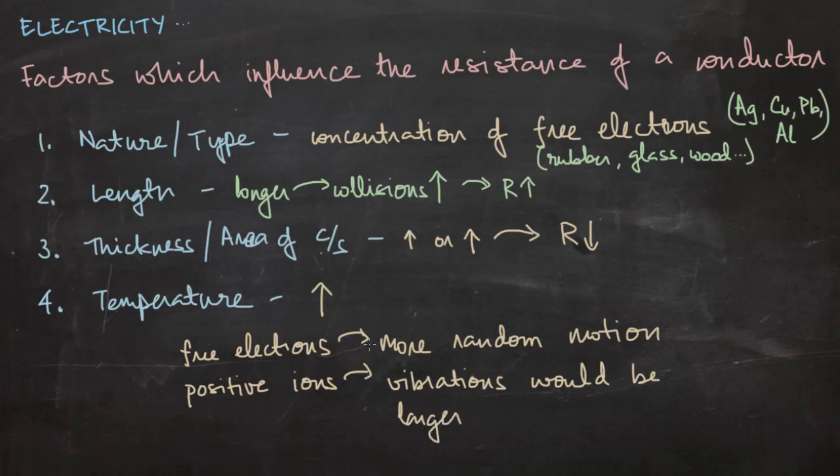If there is more random motion and the vibrations of these positive ions are larger, the number of collisions would significantly increase. That means by increasing the temperature of a conductor, the resistance also would increase. So this is how these factors influence the resistance of a conductor. This is a very qualitative approach. We'll be taking the same concept and trying to derive something known as the resistivity of a conductor, which we'll be looking at in the next few videos.